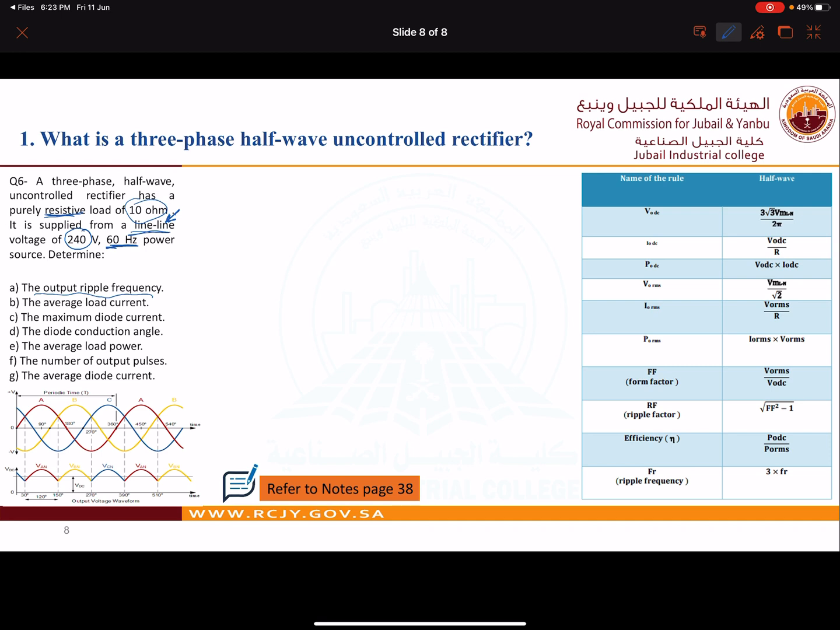Now we know that the ripple frequency is equal to source frequency multiply number of pulses. So it will be 60 multiply number of pulses. We have 3 pulses as output, right? So 3, so it should be 180 hertz. This is the ripple frequency. Okay, now this is for A.